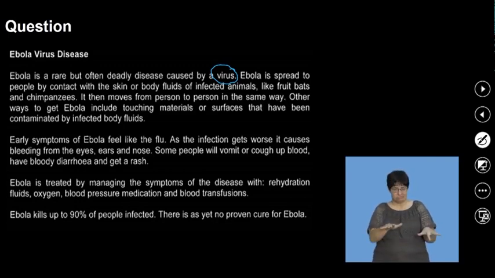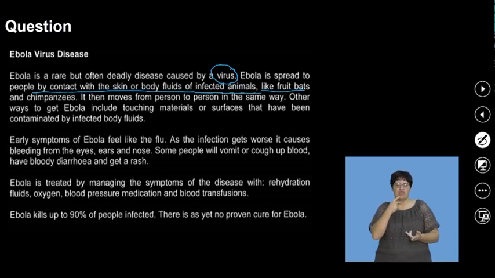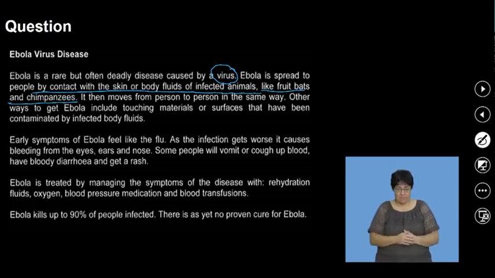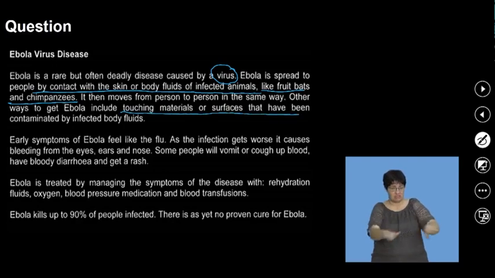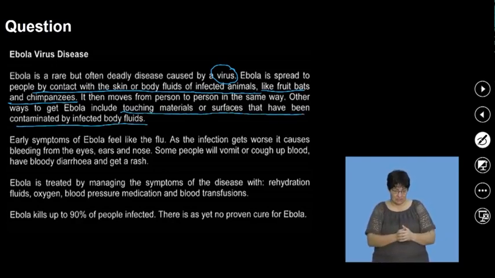Ebola is spread by contact with the skin or body fluids of infected people or animals, like fruit bats and chimpanzees. It then moves from person to person in the same way. Other ways to get Ebola include touching materials or surfaces that have been contaminated by infected body fluids. Okay, so here we have an idea. This is all, how do I get it?